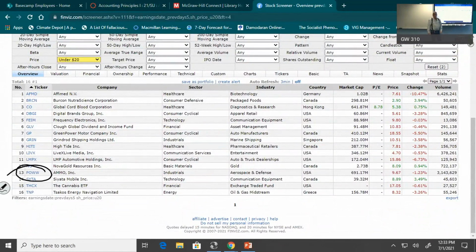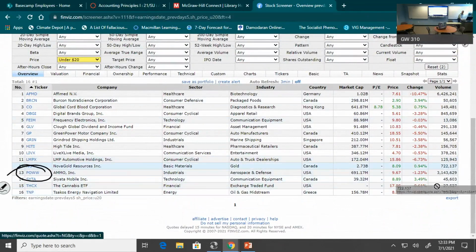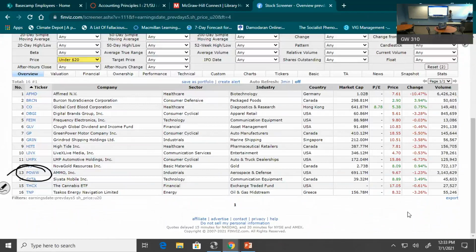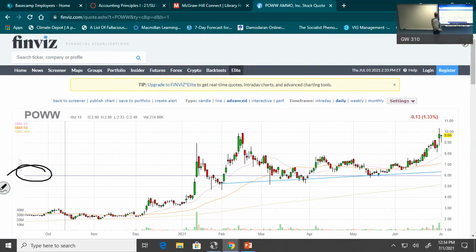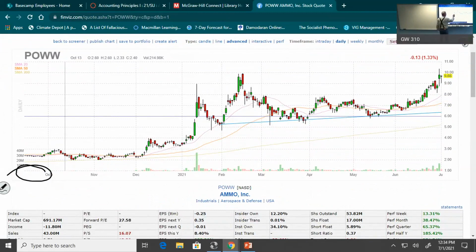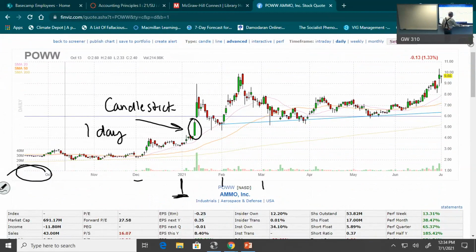POWW. When you click on it, it gives you the full screen here, and this is the chart. Each one of these, we call these candlesticks. This is a method of charting. Each one of those is 1 day. Right, so here's December, here's January of 2021, February, March, all the way, here we are, July 1st, and it's down 13 cents on July 1st.